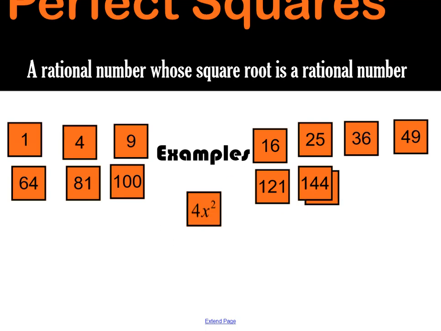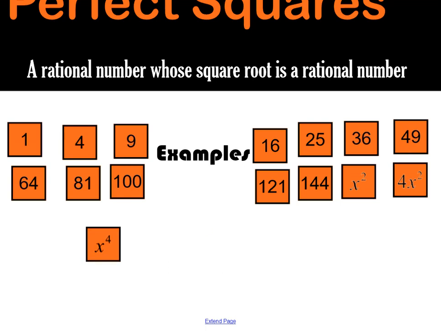x times x is x squared, 2x times 2x is 4x squared, x squared times x squared is x to the fourth. Those are just some examples. They are not all, but basically what I'm saying is you have to be able to multiply a number by itself to get to that number in order for it to be a perfect square.